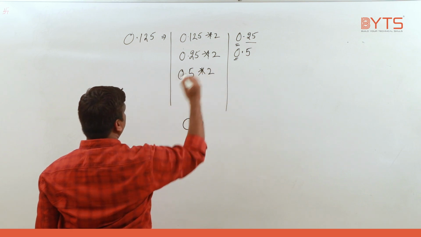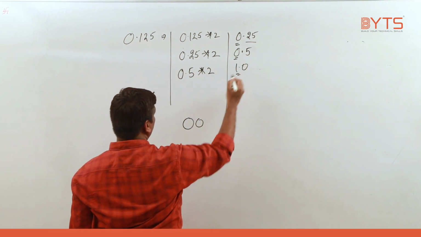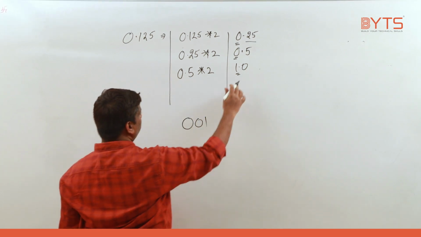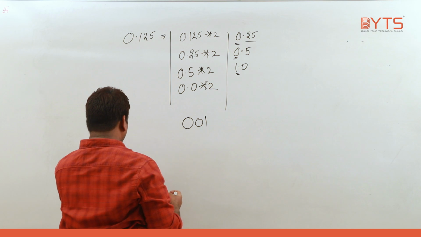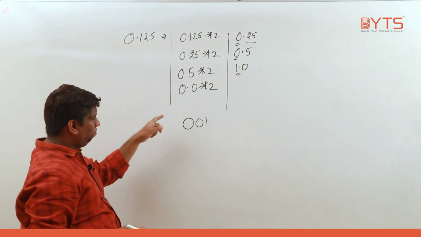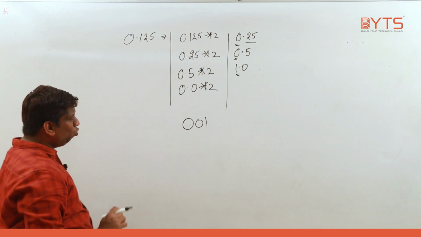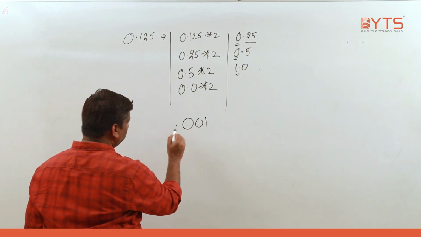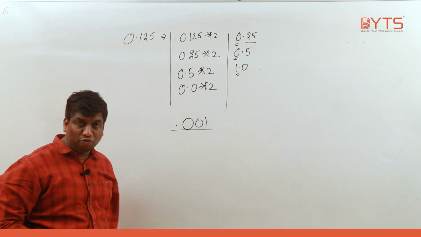Into 2 I need to do. 0.5 into 2 is how much? 1.0. Now we need to take 1. And what is remaining? 0.0 into 2. I cannot do anything with this, correct? So not required to worry. Well, so 0.001 is the equivalent value for 0.125.